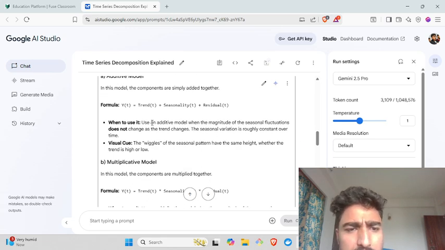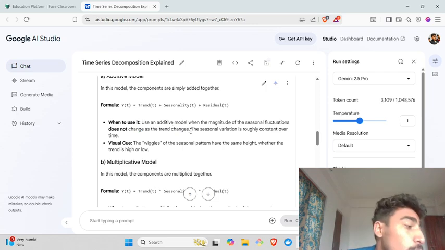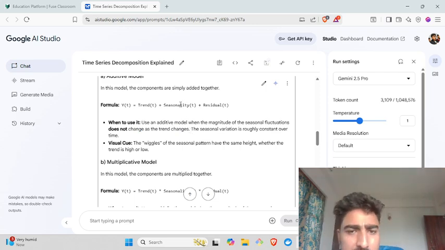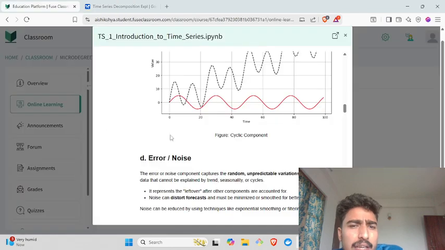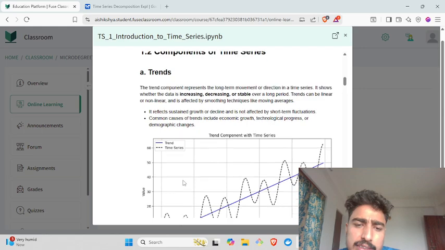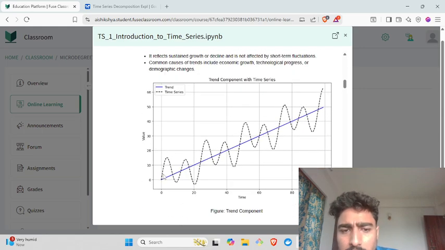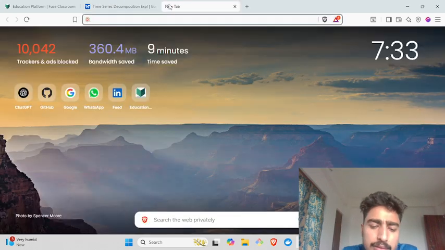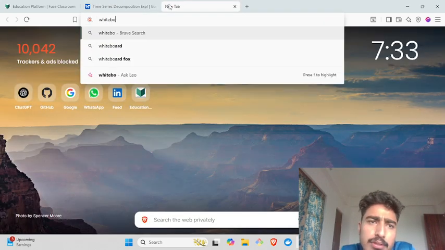Use an additive model when the magnitude of the seasonal fluctuation doesn't change as the trend changes. What it is actually saying is, if the trend changes after a certain point, like here where we have the upward trend, let's plot it on the whiteboard.